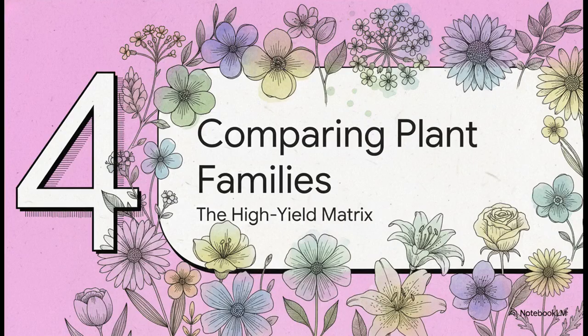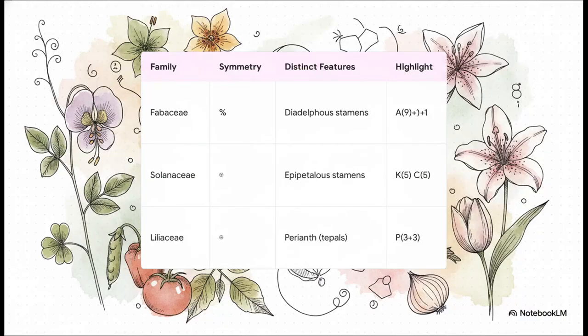Section 4, comparing major plant families. This is your high-yield matrix. Think of this matrix as your ultimate cheat sheet. Comparing these families side by side is how you lock those sneaky multiple choice questions into your memory.